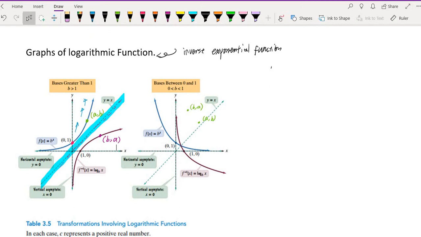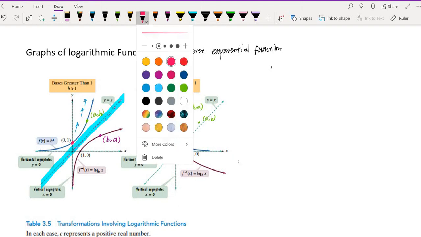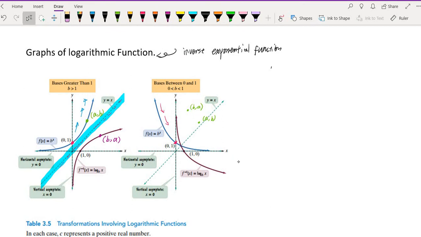So the same concepts apply here. If you look at the second graph right here, b is between 0 and 1. In this case, it's like a slide going down. Look at the blue color, that is your exponential function. Again, here we have 0, 1, so right here is 0, 1. Then we're going to have 1, 0, right?